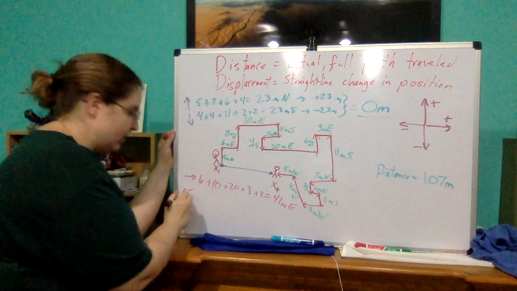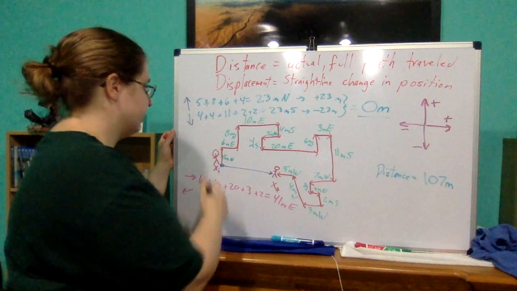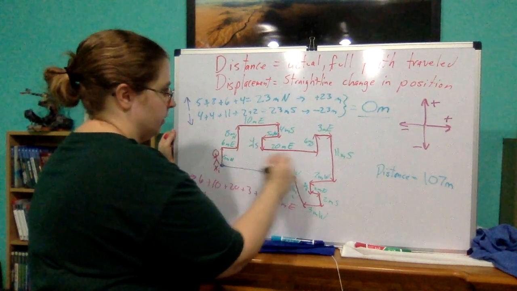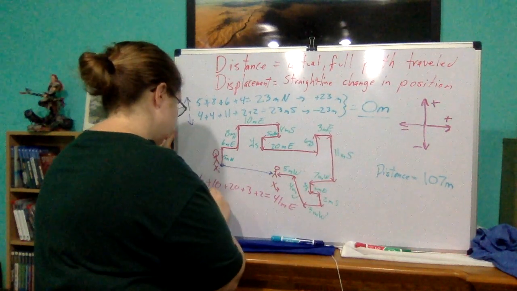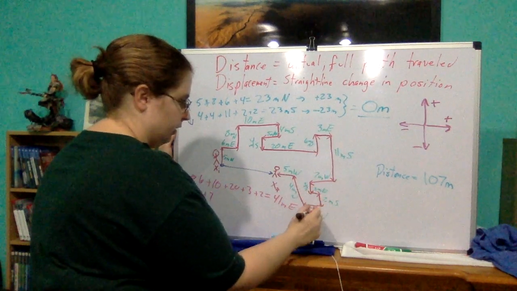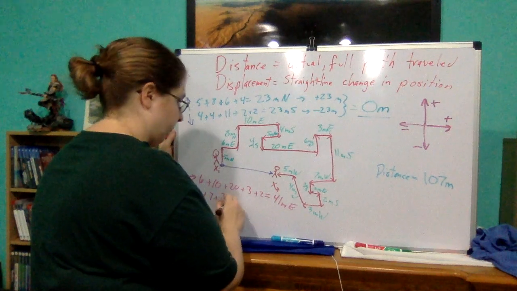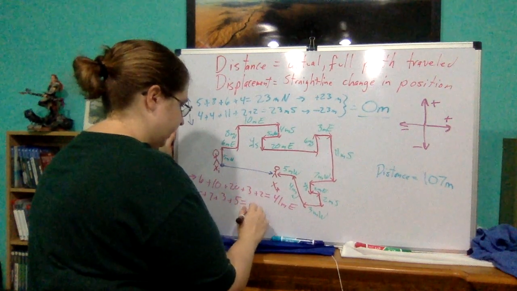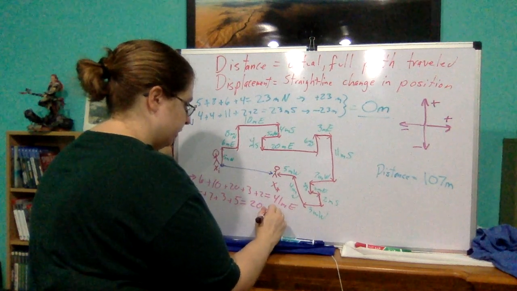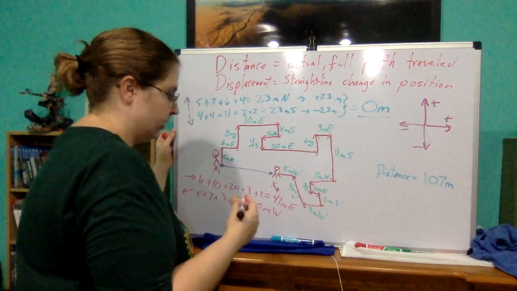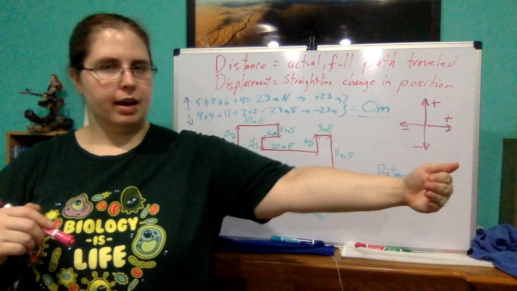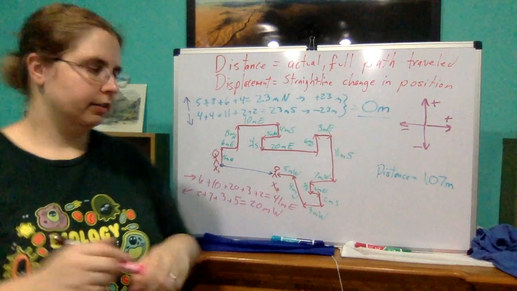And if we look at the westward directions, the ones going to the left, 5, 7, plus 7, plus 3, plus 5, equals 20 meters west. Again, now we're going 41 meters this way, and then 20 meters this way.